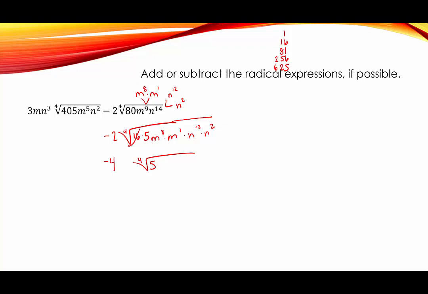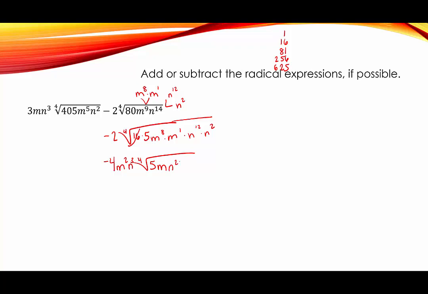The 4th root of m to the 8th, remember we're going to divide the exponent by the index. 8 divided by 4 is 2. So an m squared will come out of the radical, leaving behind that m to the 1st, which I can just write as m. N to the 12th, 12 divided by 4 is 3, so this becomes n cubed. And then the n squared is stuck under the radical.